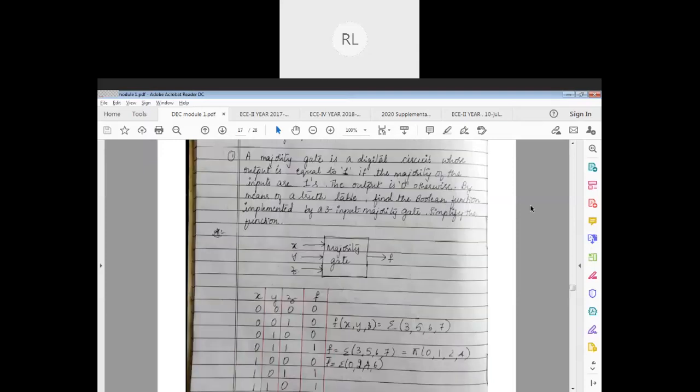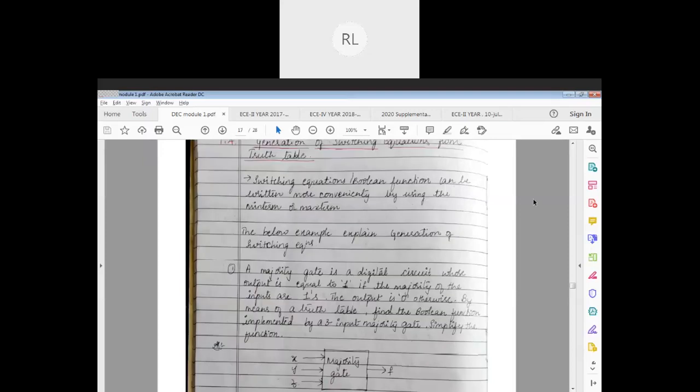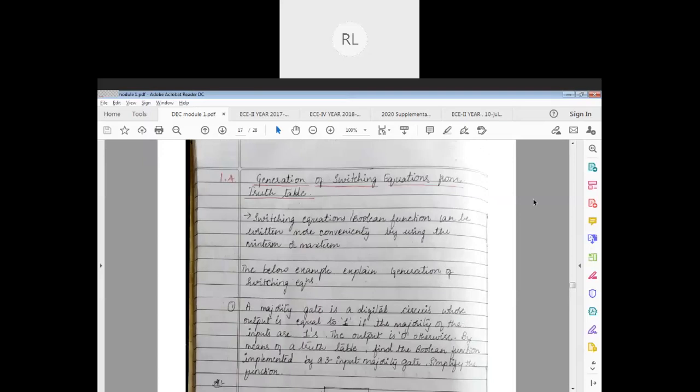In the below example, we will see how we generate switching equations. Fine. Now there is a problem given. As I told you, first we will have a problem statement. So after the problem statement, what is it? Someone tell me, after problem statement in the flow chart. Stanley, I think now you can answer. Stanley there? Yes, Stanley, go ahead. Tell me, after problem statement, what is next?